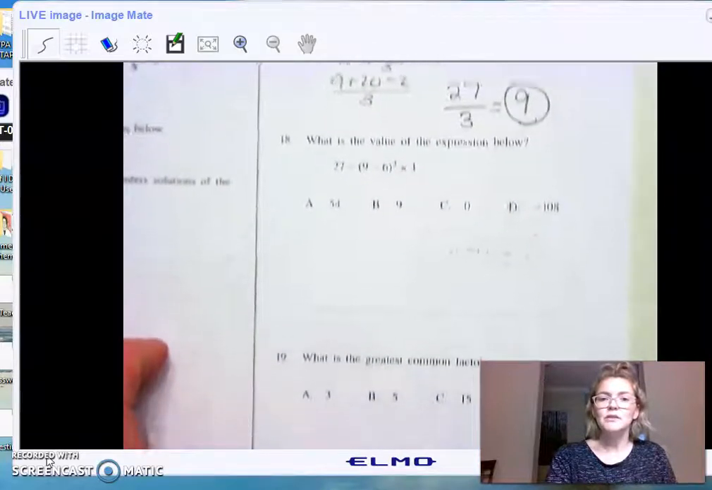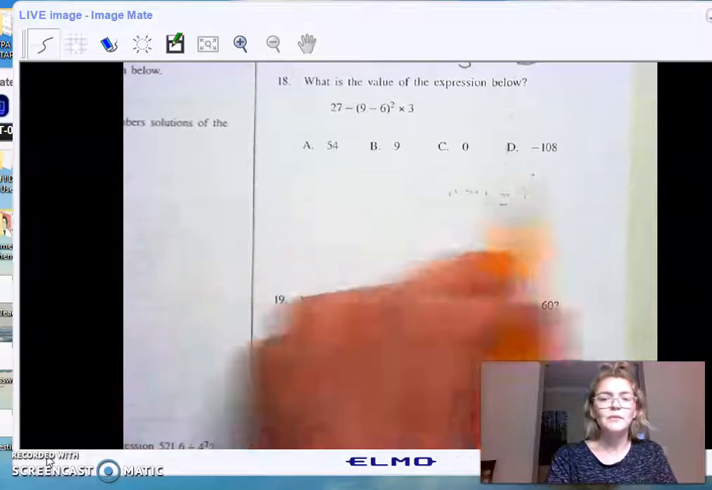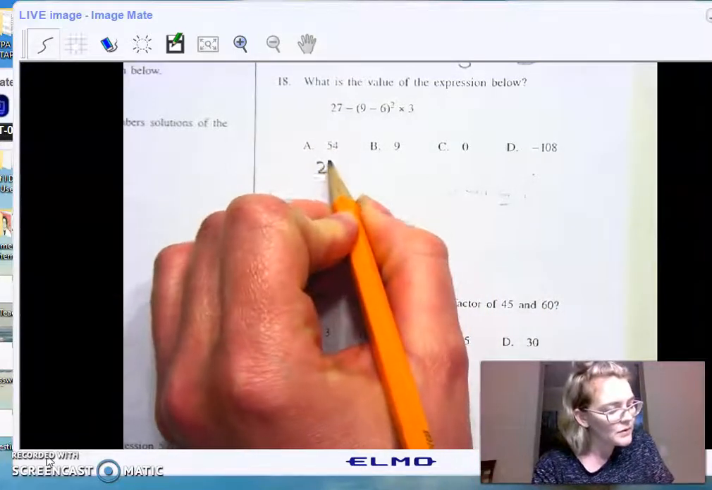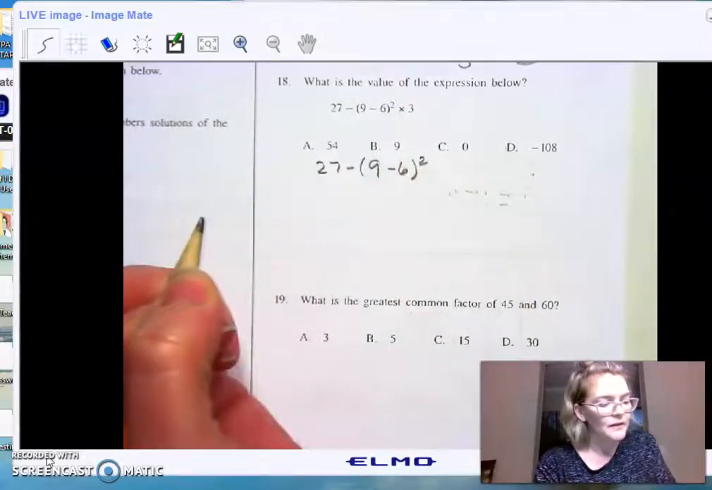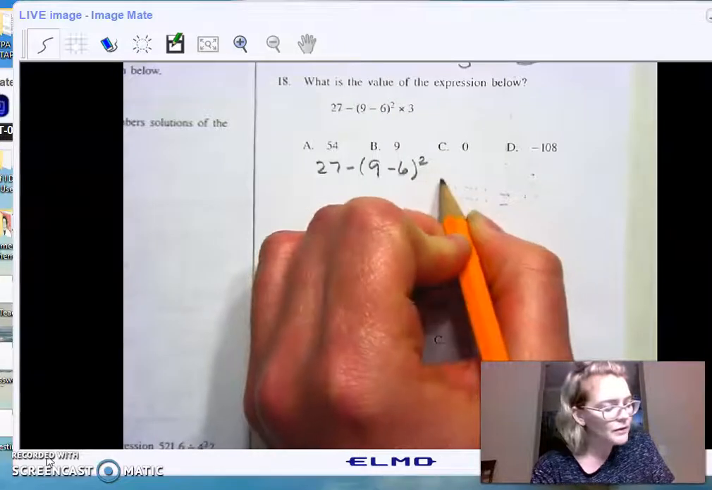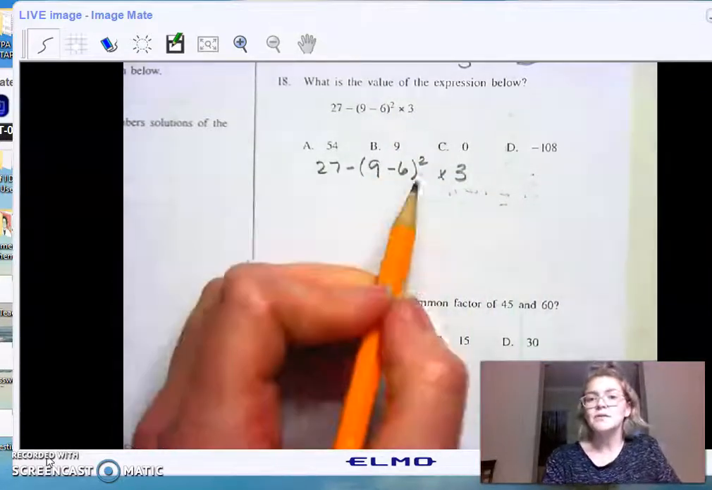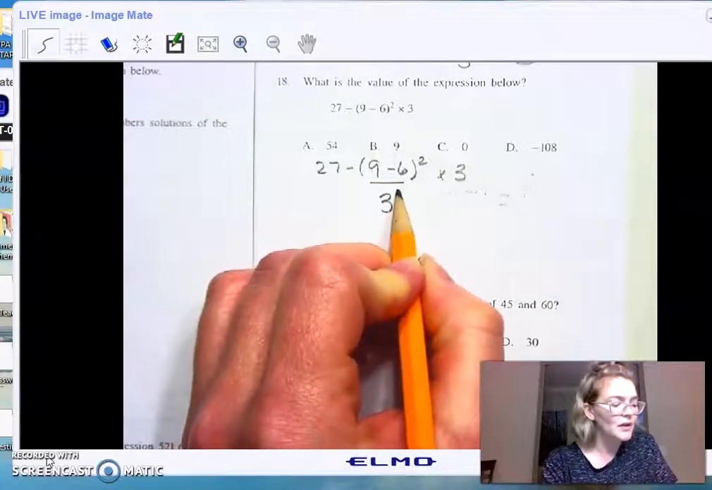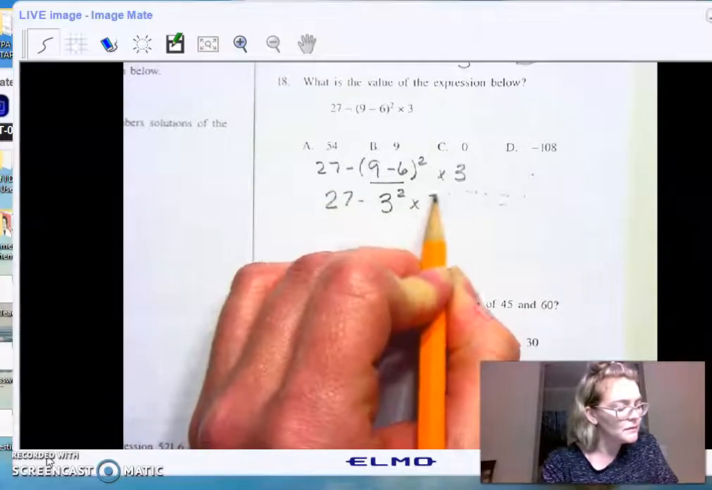Okay, now we're going to do number 18. What is the value of the expression below? And this time we have a multiple choice. So I'm going to just rewrite the problem out: 27 minus, and then in parentheses 9 minus 6, and then to the second power times 3. So remember order of operations. We're going to start with grouping first. So that's 9 minus 6 is 3 to the second power, and I'm going to rewrite everything else.